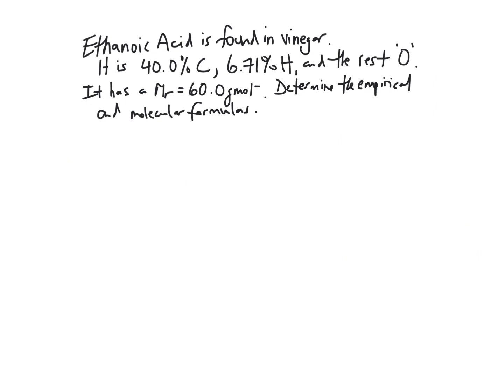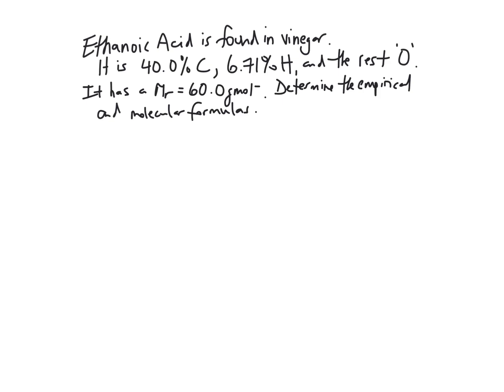Ethanoic acid is found in vinegar. True fact. Normal white vinegar is around 5% ethanoic acid. You can have more potent vinegars that are up to 9 or 10% ethanoic acid, but ethanoic acid is found in vinegar. It's 40% carbon, 6.71% hydrogen, and the rest oxygen. It has an MR, the relative molecular mass, of 60 grams per mole. Determine the empirical and molecular formulas.